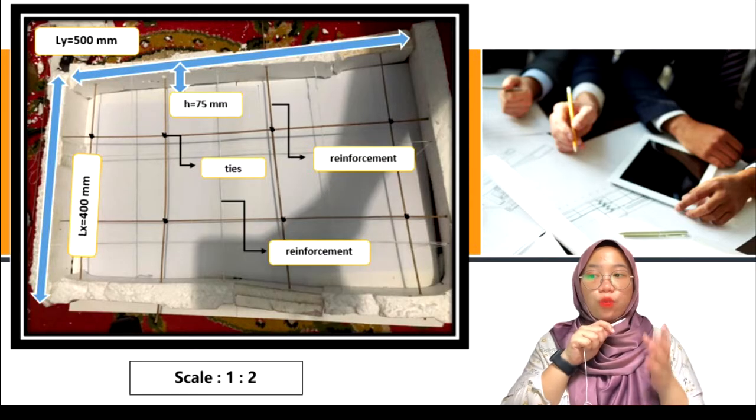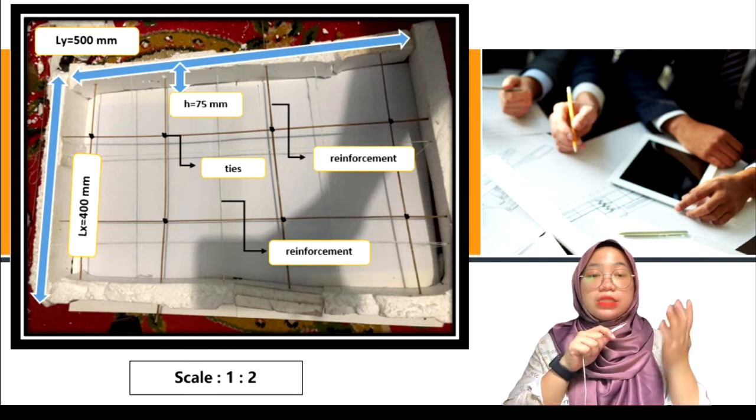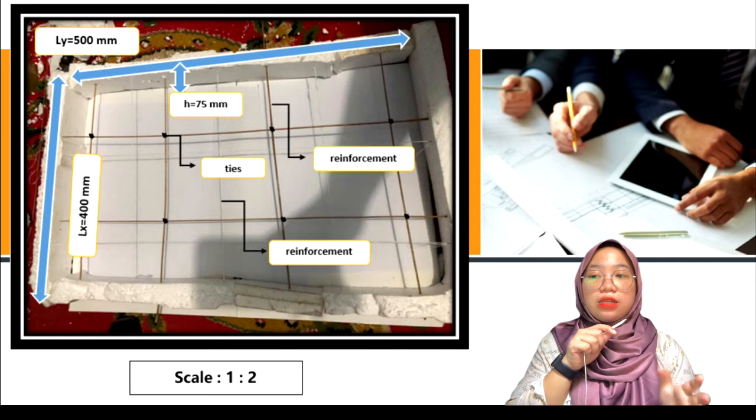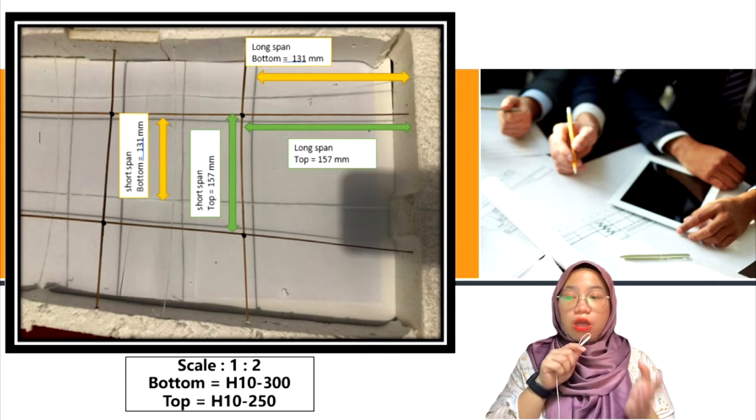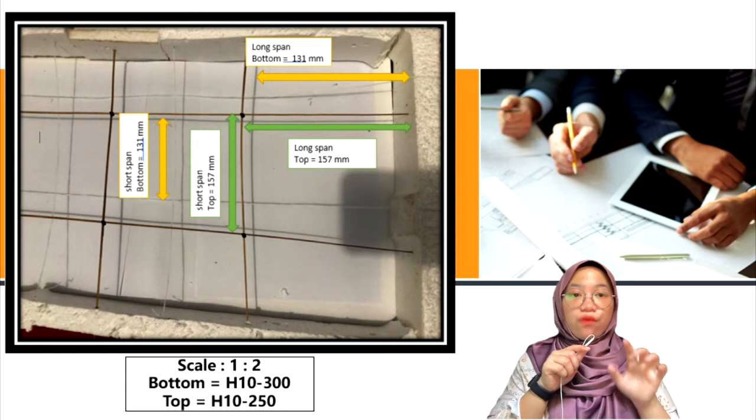Next, we use a ratio scale of 1:2 to maximize the size of the model. Based on the slab picture above, Ly is 500 mm and Lx is 400 mm. In addition, the picture above shows the condition of the ties and reinforcement. The slide shows the distance of each reinforcement according to the result of the slab design calculation at scale 1:2, and we use top H10 at 300 and bottom H10 at 250.